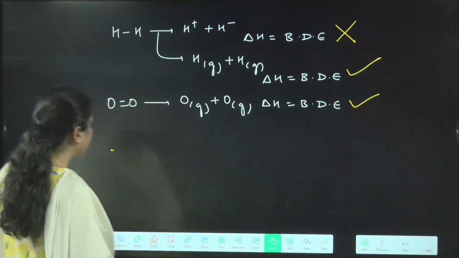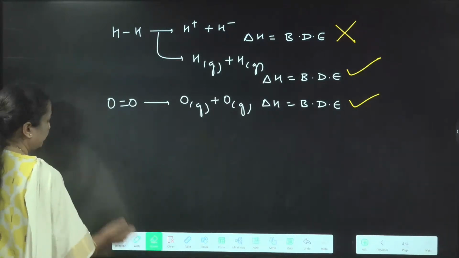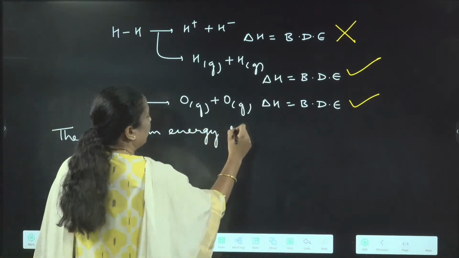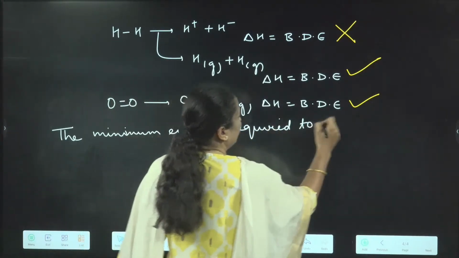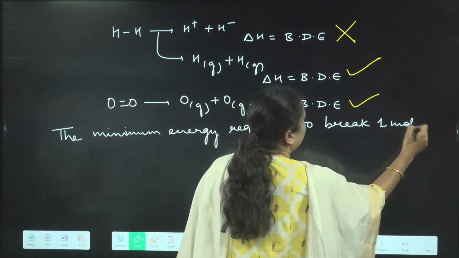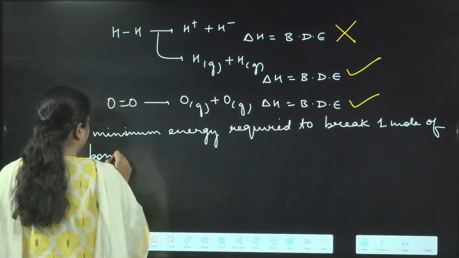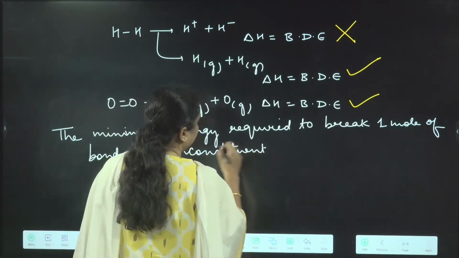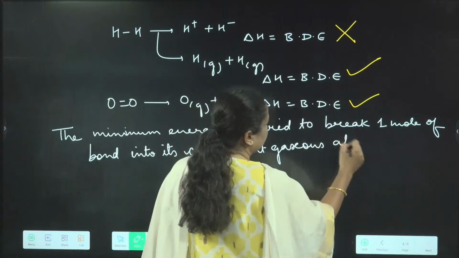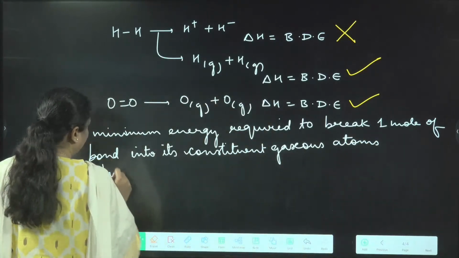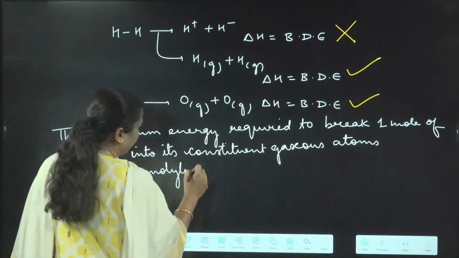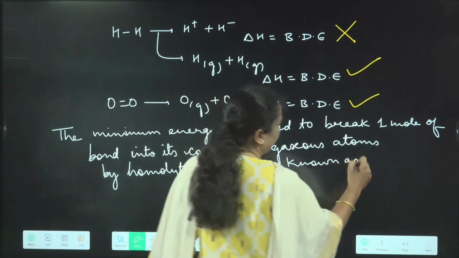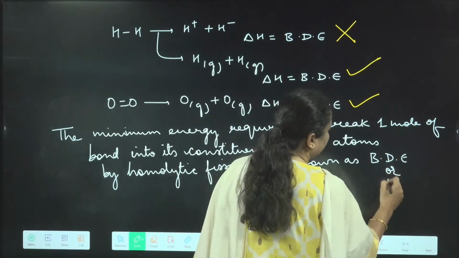So we are going to write here the definition part of it. The minimum energy required to break 1 mole of bond into its constituent gaseous atoms by homolytic fission is known as bond dissociation energy, or else simply bond energy also, right?